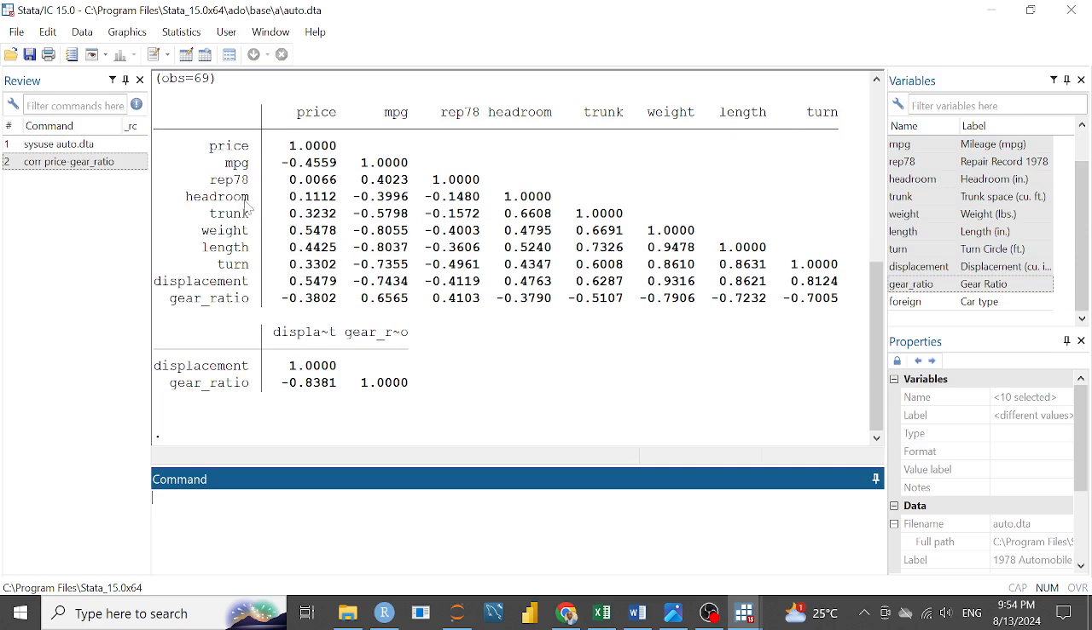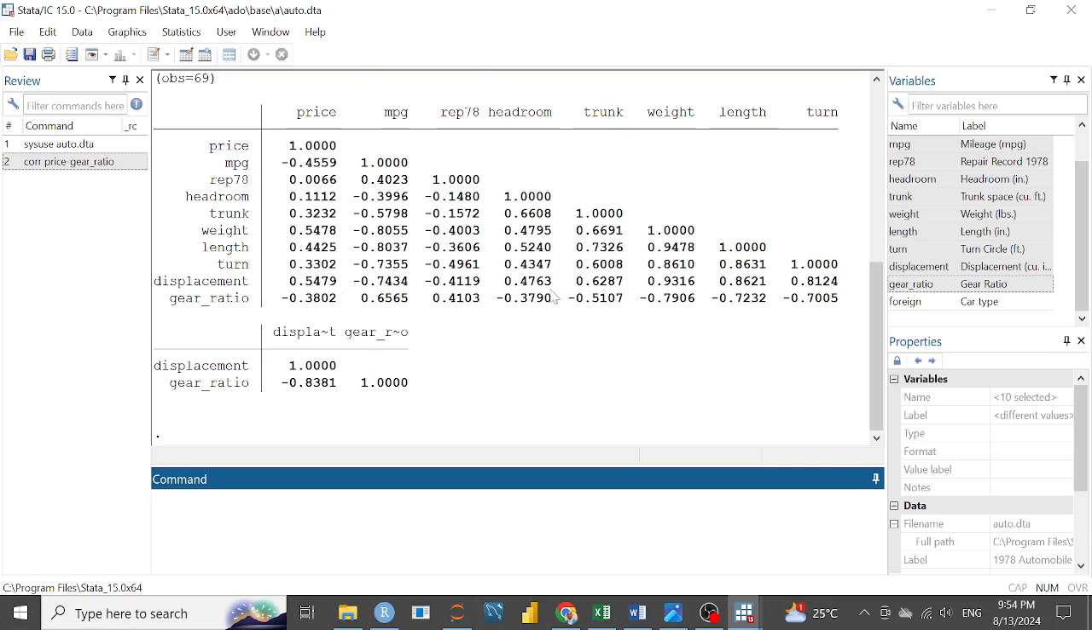So this is what we have. You can see we have price and mileage having a negative relationship, though it's not that strong, it's weak. Price and the repair record are very weak too. I think the one with the strongest, very strong positive relationship here is weight.